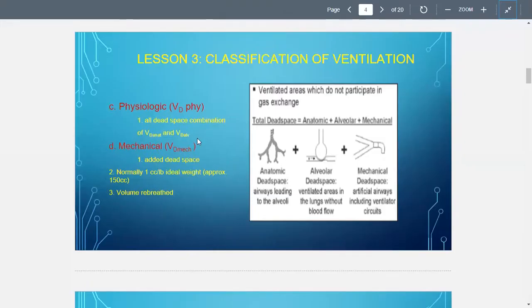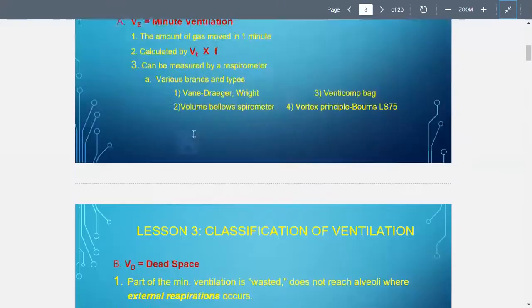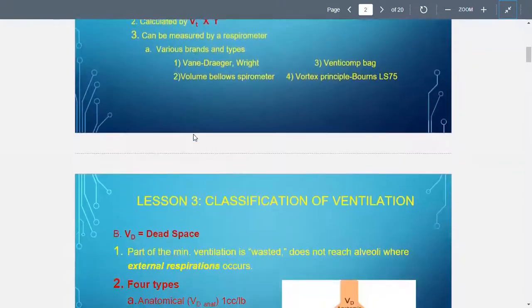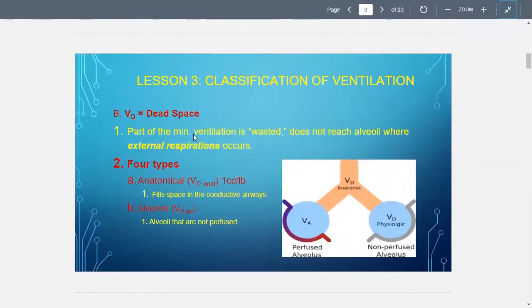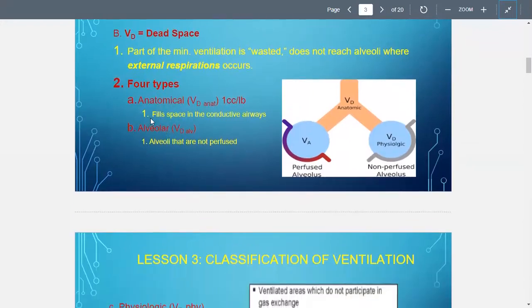All right, so this was what I told you to look at, but this right here, we already talked about the dead space. Let's look at it. Okay, that's minute ventilation. We got that. Dead space. We have 4 types: anatomical, alveolar. So anatomical is the dead space that fills the conductive airways. Alveolar dead space is alveoli that are not perfused.